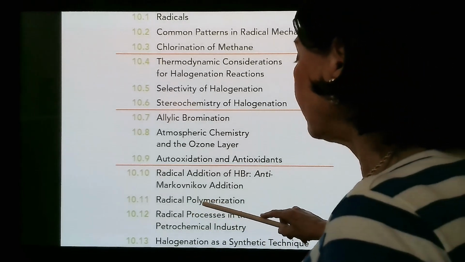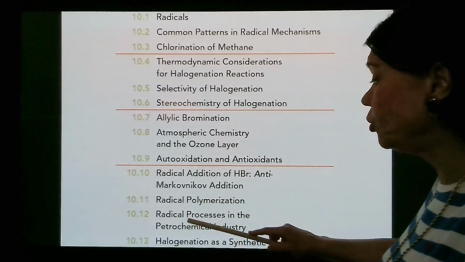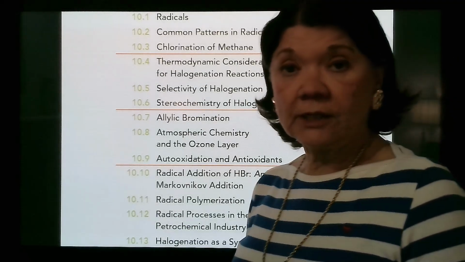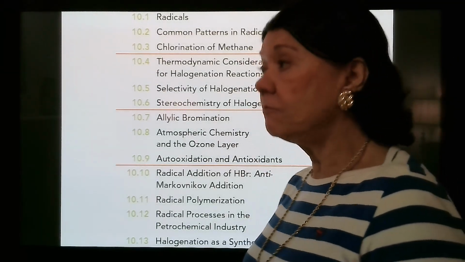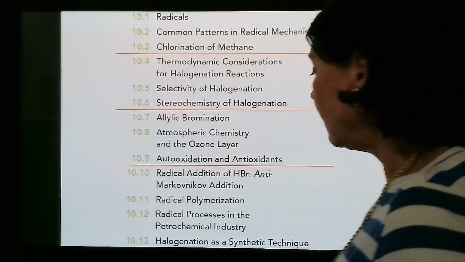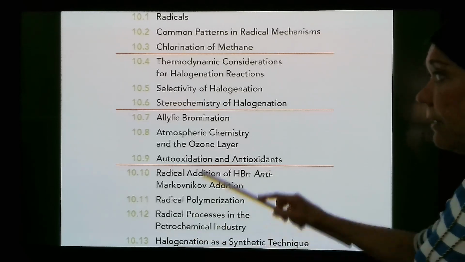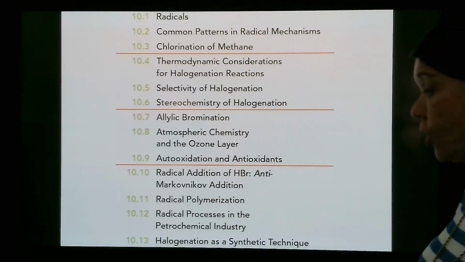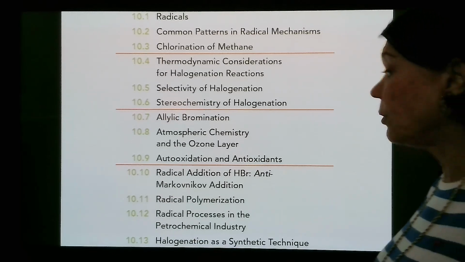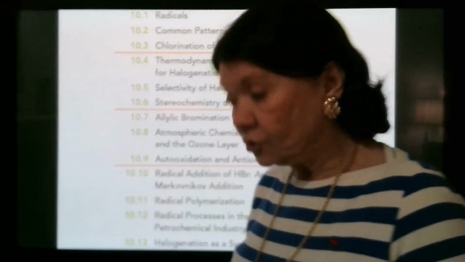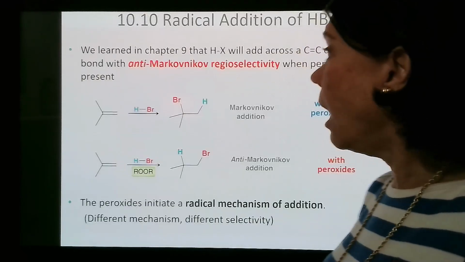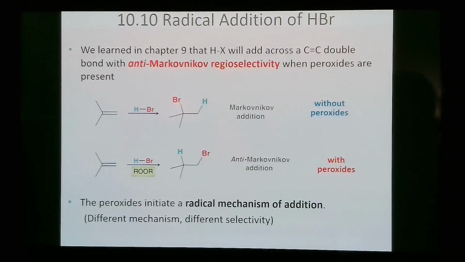Then we'll look briefly at radical polymerization and radical processes in the petrochemical industry, although it won't be extensive. It will just be a cursory view, and then we'll summarize the reactions in the chapter here at the end, halogenation as a synthetic technique. So this is really going to summarize the entire chapter. So here, radical addition of HBr.